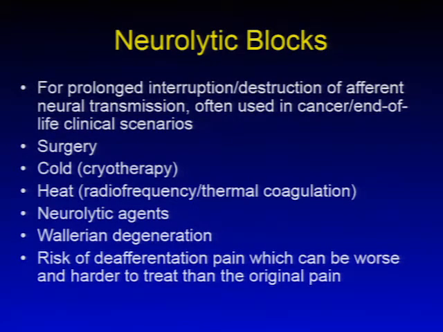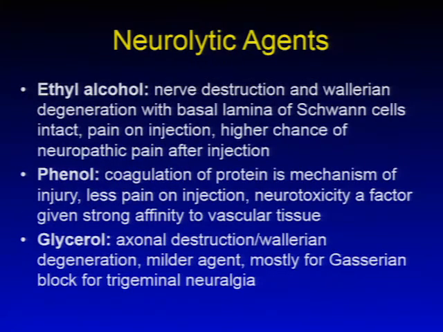Neurolytic blocks can be used to essentially interrupt or destroy the afferent neural transmission. These are often done in cancer and end-of-life scenarios. Neurolytic blocks can also be accomplished with surgery, cryotherapy, heat, neurolytic agents, Wallerian degeneration, and risk of deafferentation pain can occur with repetitive neurolytic blocks, and this type of pain can be even harder to treat than the original pain.